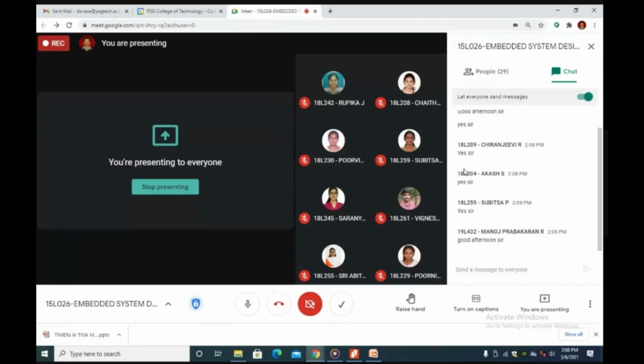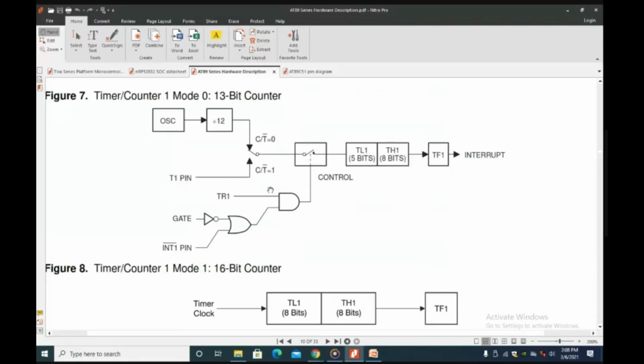So whenever there are microsecond and millisecond time delay requirements, timers are the only solution, as we all know. So quickly we'll refresh about the timers and then we'll come to the timers in the TIVA microcontroller. To start with, this is what the timer is, right?